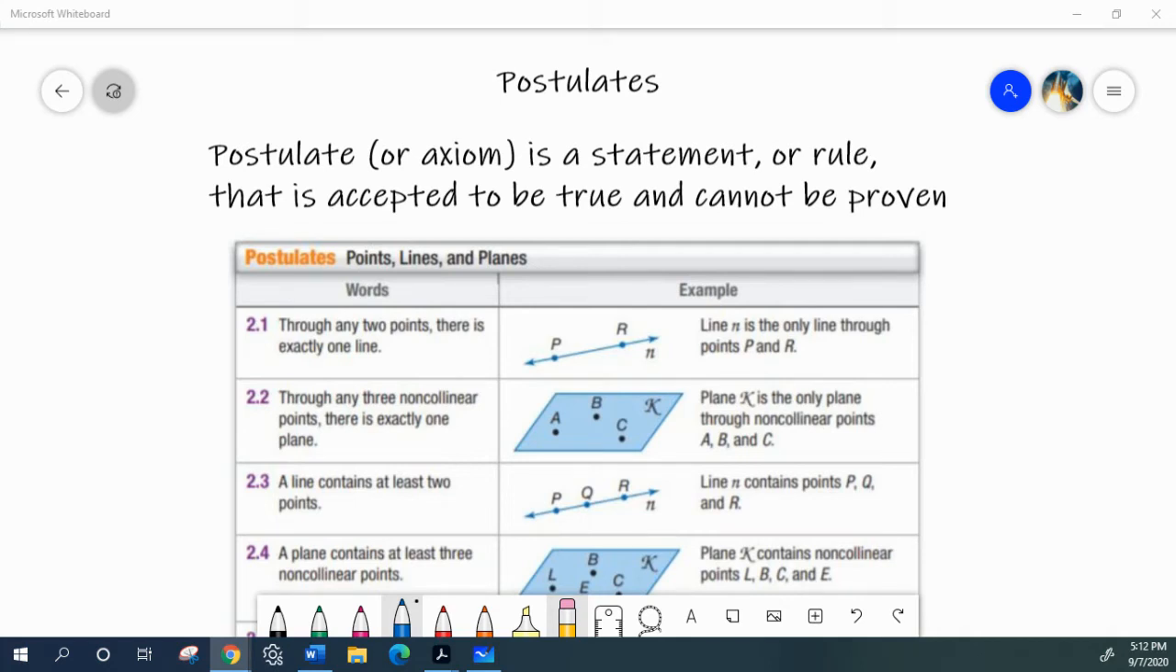We're going to continue off of where we left off after the Google Slides project. You now have the fundamental vocabulary that we need to start geometry, but before we can really get into anything else, there's another set of rules that you need to understand. Geometry is built upon these ideas called postulates, also referred to as axioms. They're statements or rules that are accepted to be true and cannot be proven. Essentially, they're the building blocks of everything that's going to happen.